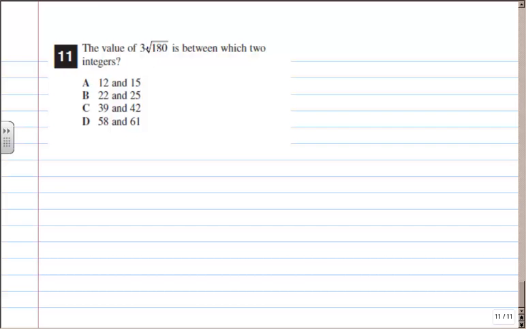That's 3. But we need to discuss and see what is the square root of 180 and between what numbers that square root of 180 is. And there are many ways in which you can approach this problem.